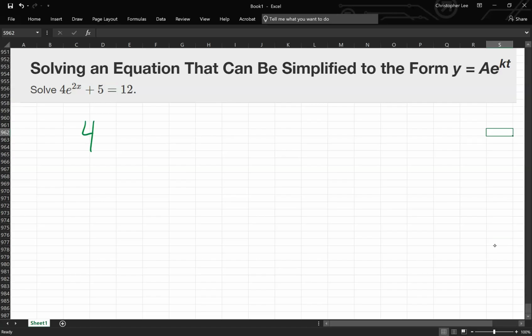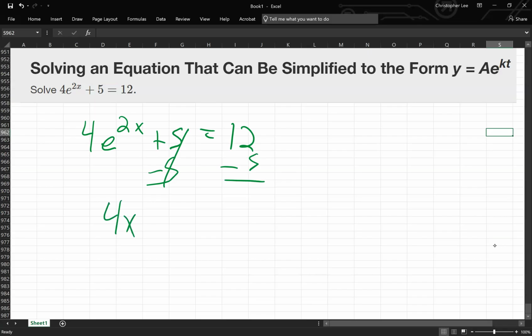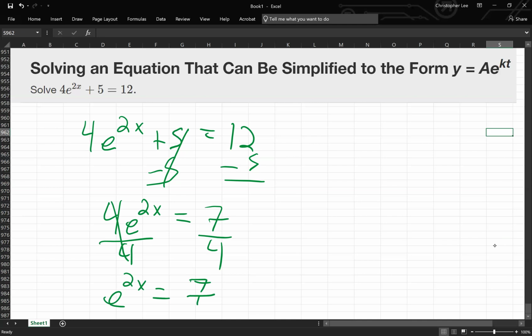All right, let's look at this. This might look complicated, but it's not that bad. This is 4e to the 2x plus 5 is equal to 12. Long story short, just solve for x. Subtract 5 from both sides, what we do to one side, we do to the other. 4e to the 2x is equal to 7. Then divide by 4. So now I got e to the 2x is equal to 7 over 4.